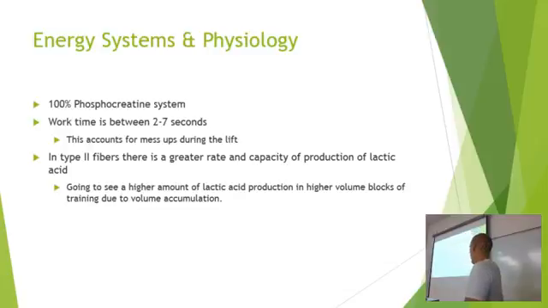Type 2 fibers. Like I said, I don't know where you got to in your class, but type 2 fibers are for sure the number one usage here. There's going to be a little bit of type 1, but type 2 is going to be your main movers. There's a greater rate and capacity of production of lactic acid. This is just in regards to training. Generally, you're going to see a decent amount of lactic acid production at higher volume with a lot of these Olympic athletes, just due to the fact that they have so many type 2 fibers. Just some nice little physiology science for you.